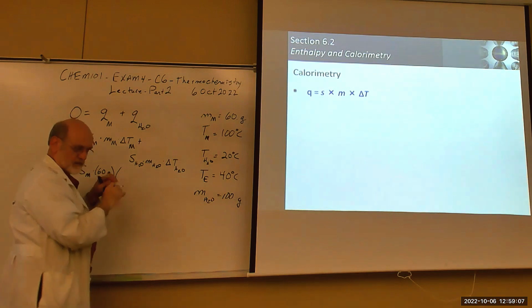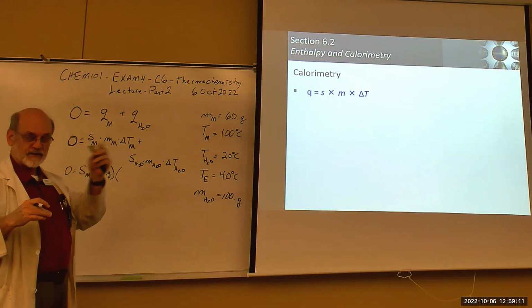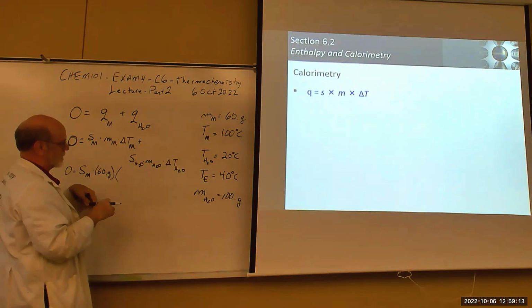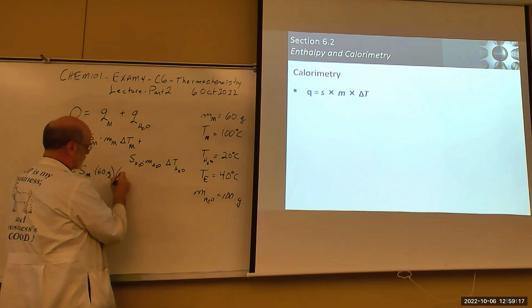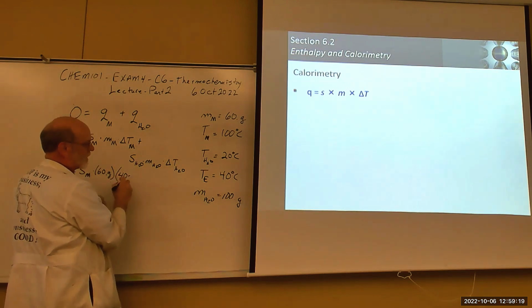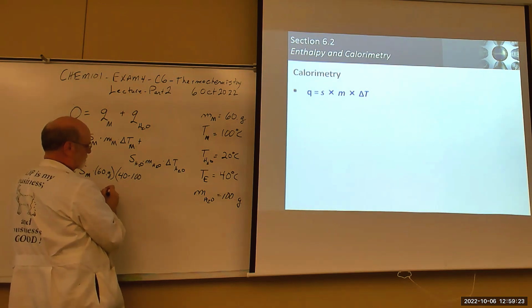How about the temperature? Well, remember, anytime you have a delta and you have to calculate a difference, it's the final minus the initial. So the final temperature is 40 degrees for the metal. And the initial temperature is 100.